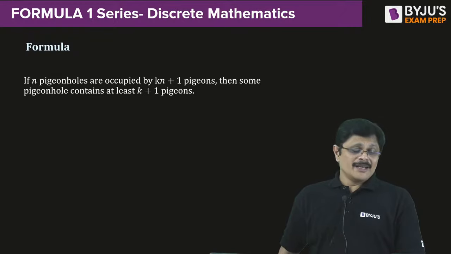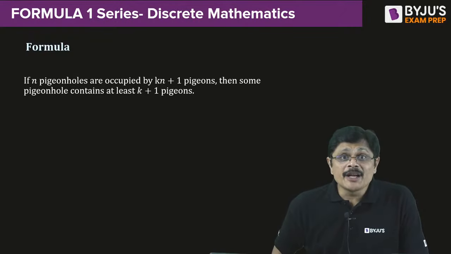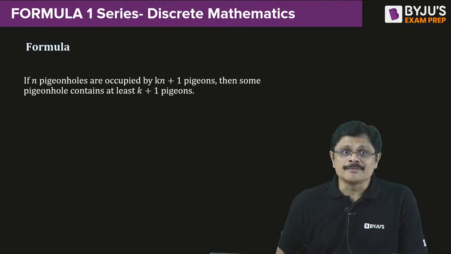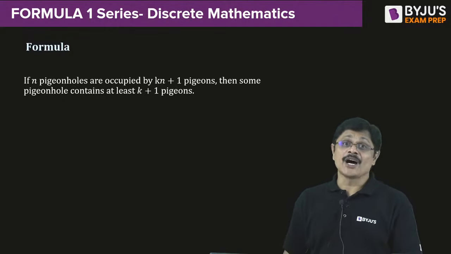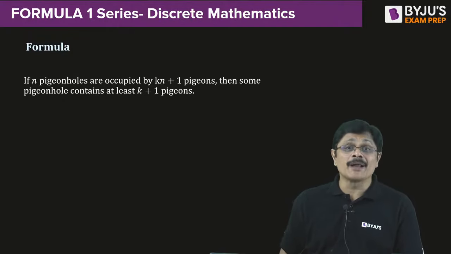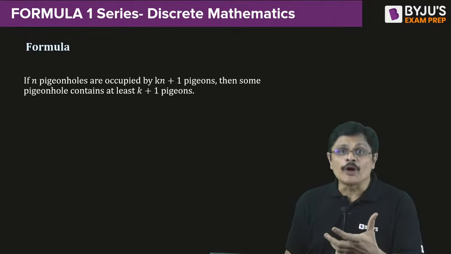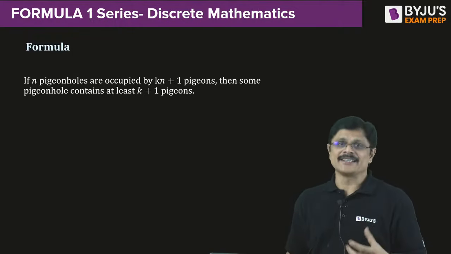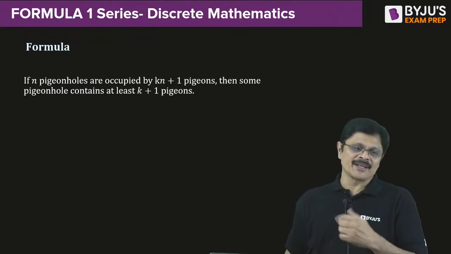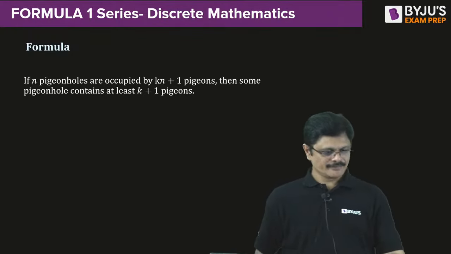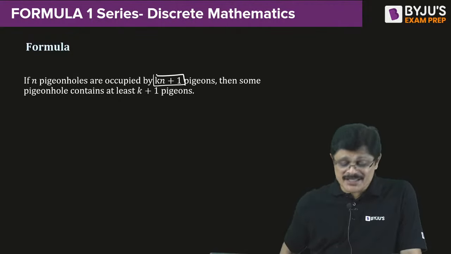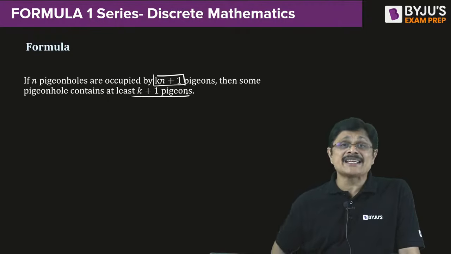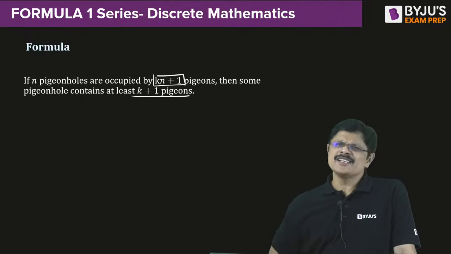Now, this formula is not given in books. Write it down. It helps you to solve many problems very quickly. This is how we should understand the formulas and write them the way we want. This is how I write and remember the formula for you. N pigeonholes are occupied by kn plus 1 pigeons. Then some pigeonhole contains at least k plus 1 pigeons. This is the pigeonhole principle.